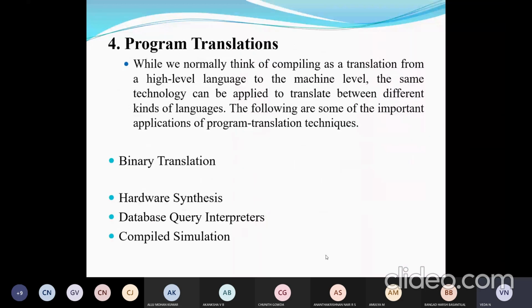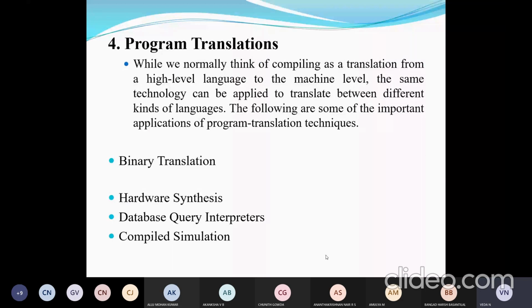Yeah, database query interpreters, again, if the application has a database in it, there has to be a separate kind of tool to evaluate that particular language and try to see how the translation has been done properly.